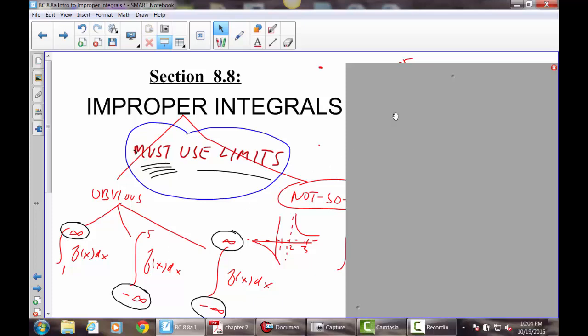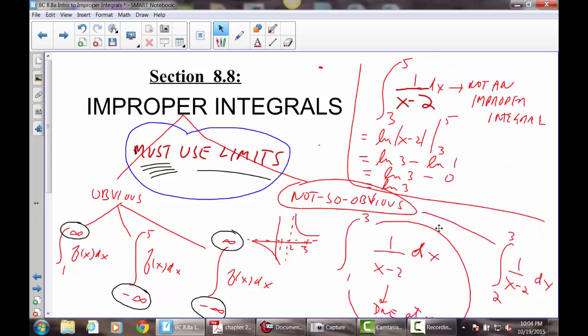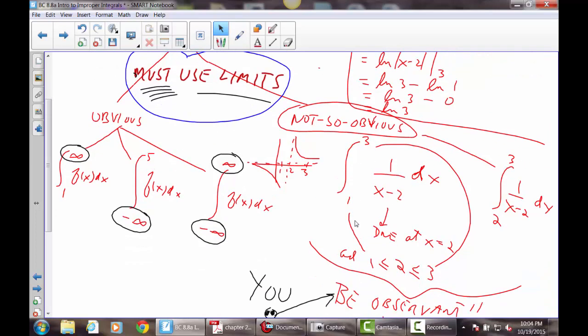But the other ones are not so obvious, and I'll come back to that in a second up on top. The not so obvious ones are ones like this, where this looks innocent enough to you. You're thinking, oh, I'll just do the ln of x minus 2 and I'll evaluate it from 1 to 3. But there's a major problem with this function in that it has a vertical asymptote at x equals 2, and yet you're looking at it from 1 to 3. So we're passing by a vertical asymptote, which causes all kinds of problems.